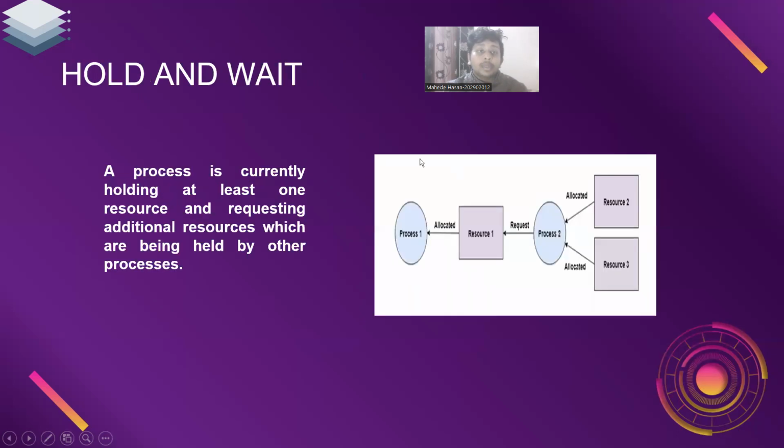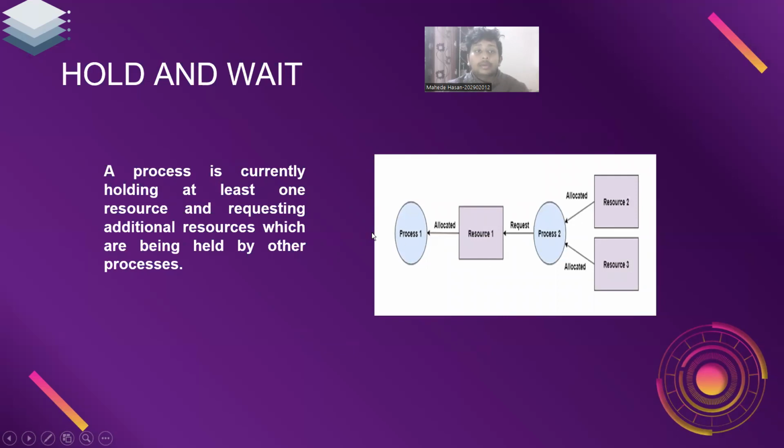Now I'll discuss hold and wait. Hold and wait means a process can hold a number of resources at the same time, and it can request other resources that are being held by some other process.